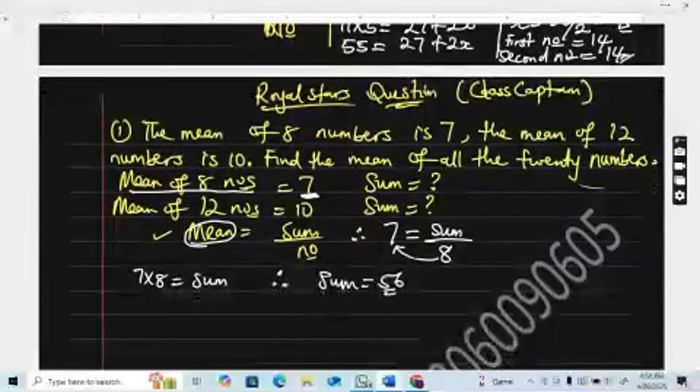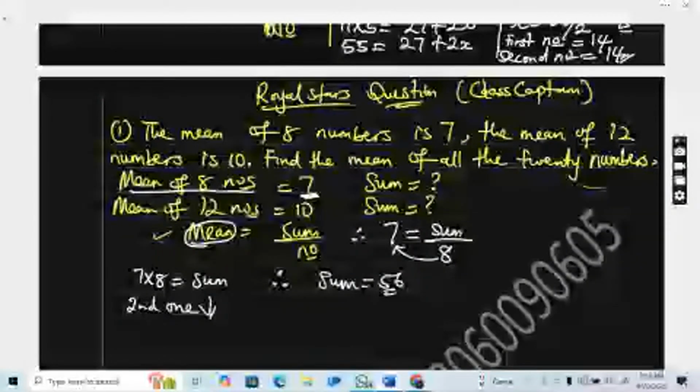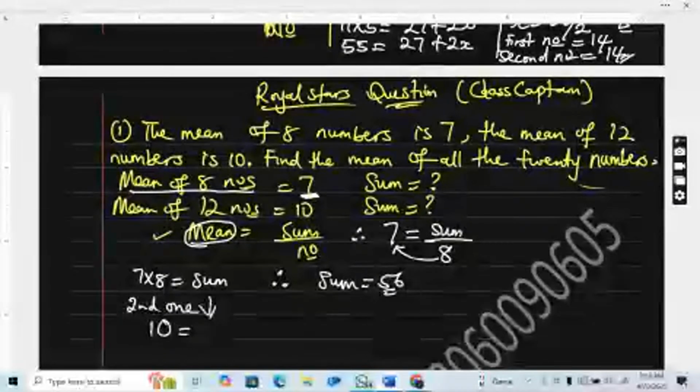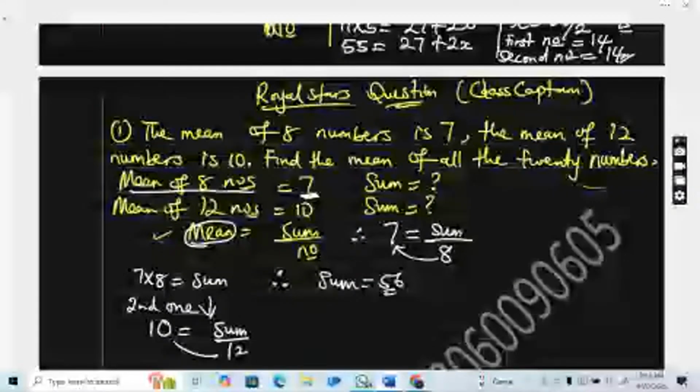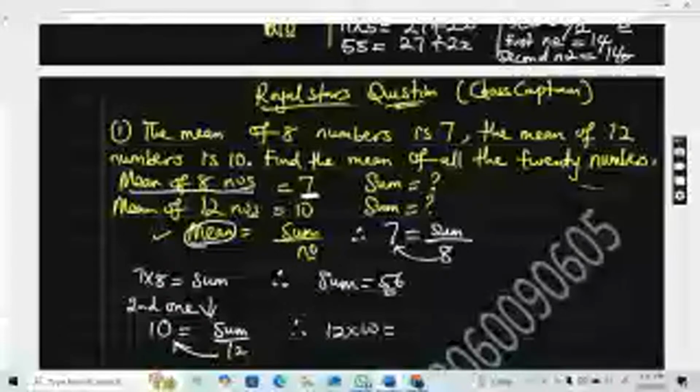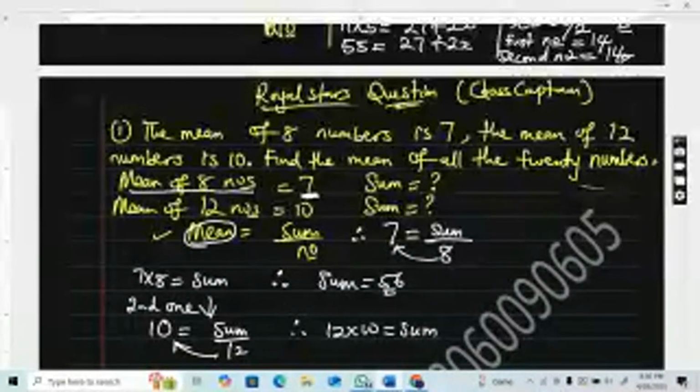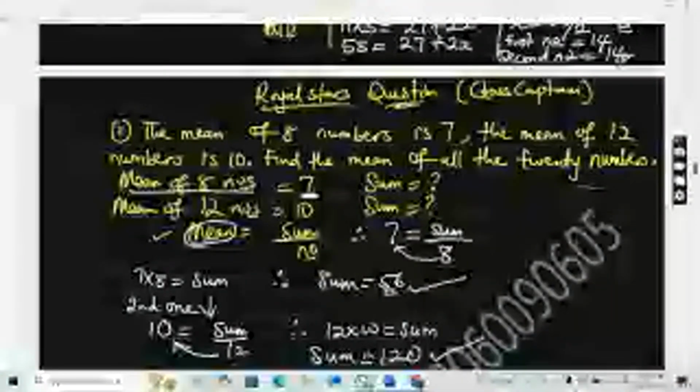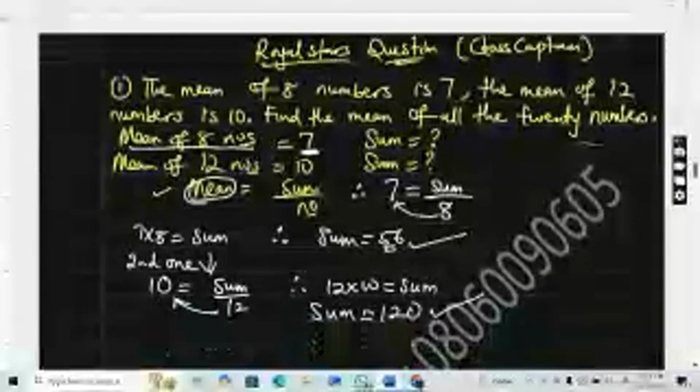Now the second one. Mean of 12 numbers is 10. So that will be 10 is equal to sum divided by the number, which is 12. Move 12 to the other side, it's going to multiply. Therefore, 10 times 12 equals the sum. So the sum is equal to 120. So the first sum is 56, the second sum is 120, which makes it a total sum of 20 numbers.